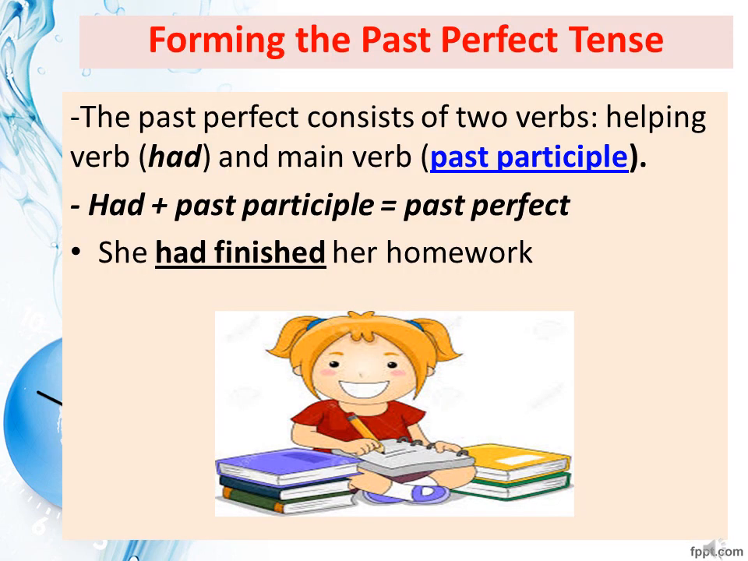Okay, first forming the past perfect tense. The past perfect consists of two verbs. يتكون من فعلين. helping verb فعل مساعد had دائما كيكون had ما كيتبدلش, and main verb في ال past participle ديالو. Okay, had plus past participle equal past perfect. Example, she had finished her homework. So here we have the helping verb had and we have finished.